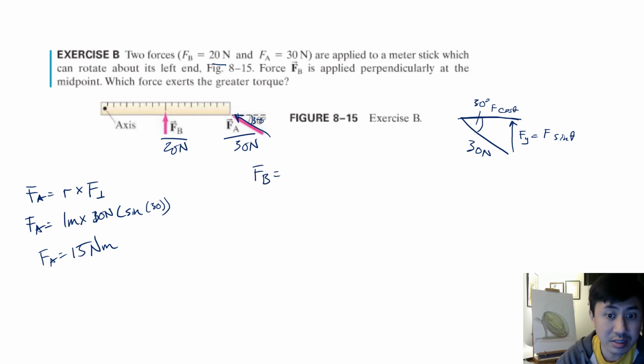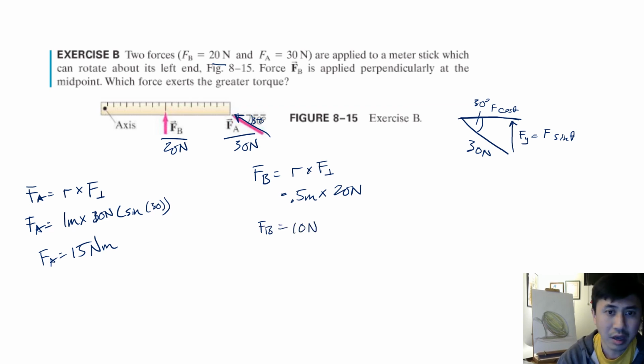Let's do F of B. F of B is a lot easier, right? It's just R times the force that's perpendicular. In this case, R is equal to half a meter. And then the force perpendicular is already given to us. It's 20 newtons. So F of B is equal to 10 newtons.